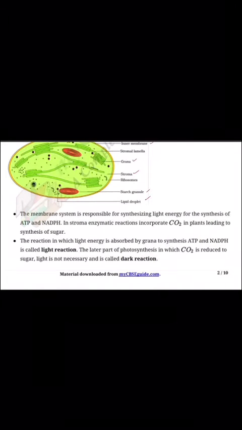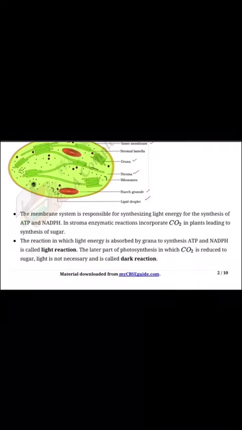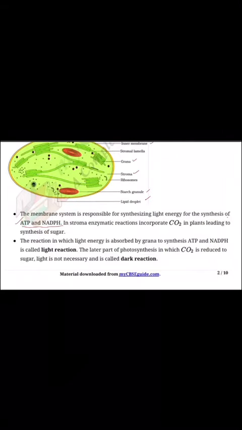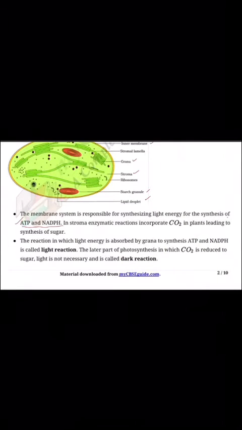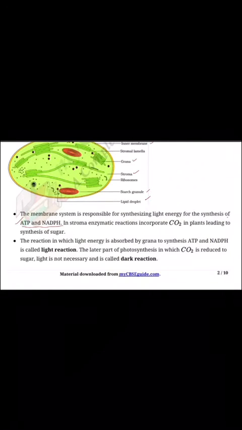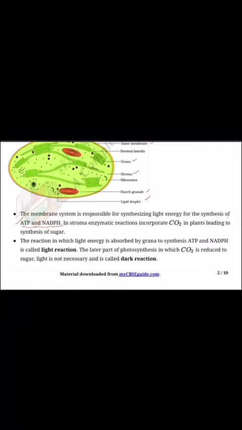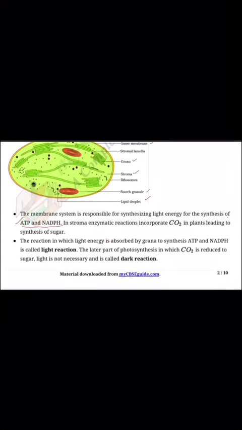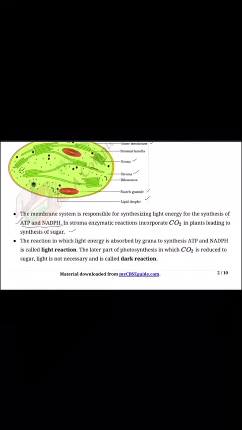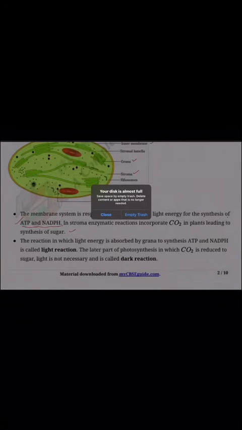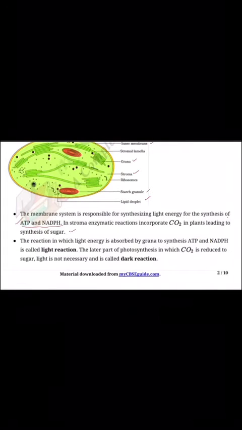The membrane system is responsible for converting light energy into the synthesis of ATP and NADPH. These are energy currencies: ATP, adenosine triphosphate, and NADPH, nicotinamide adenine dinucleotide phosphate hydrogen. So this is a high energy capsule, NADPH. In the stroma, enzymatic reactions incorporate CO2 in plants, leading to the synthesis of sugar. So reduction of CO2 also takes place, and the reduction of CO2 helps in the formation of sugar. Hence, this synthesis will take place.